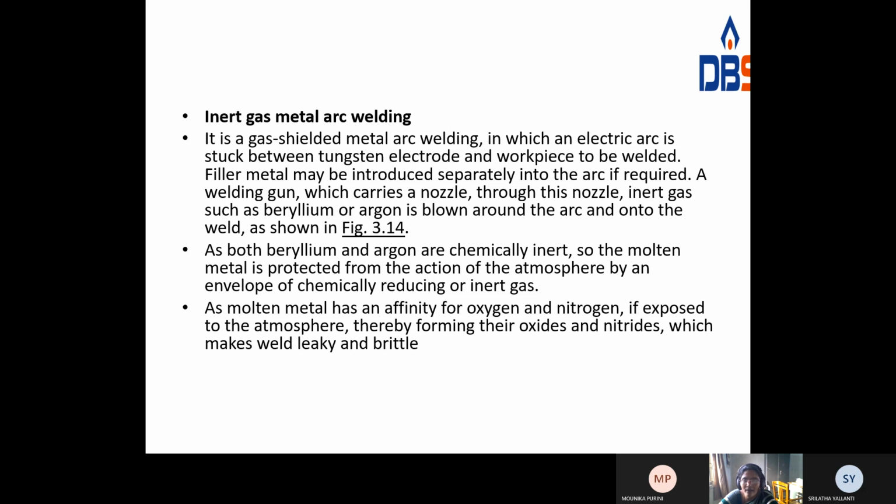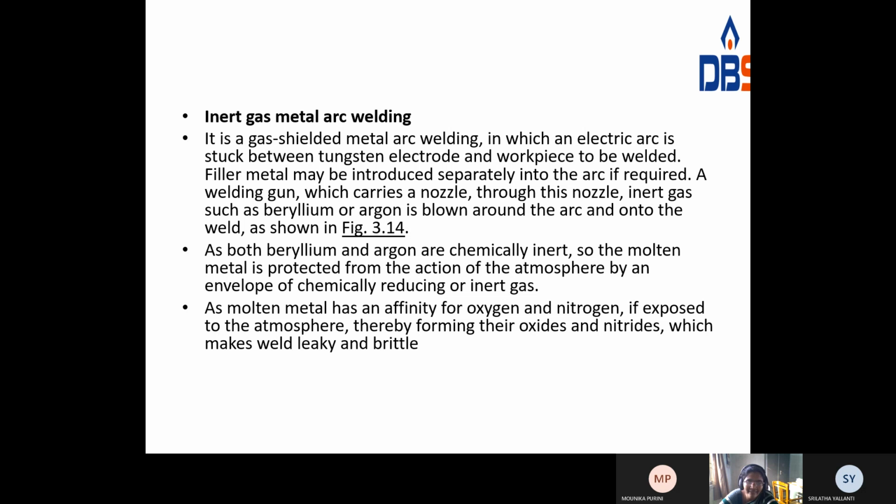Whenever the arc is struck using the electric gun, you pass either inert gas, helium or argon, around that arc. As both helium and argon are chemically inert, the molten metal is protected from the action of the atmosphere by the envelope of chemically inert gas. So the molten metal is shielded from the action of the atmosphere.